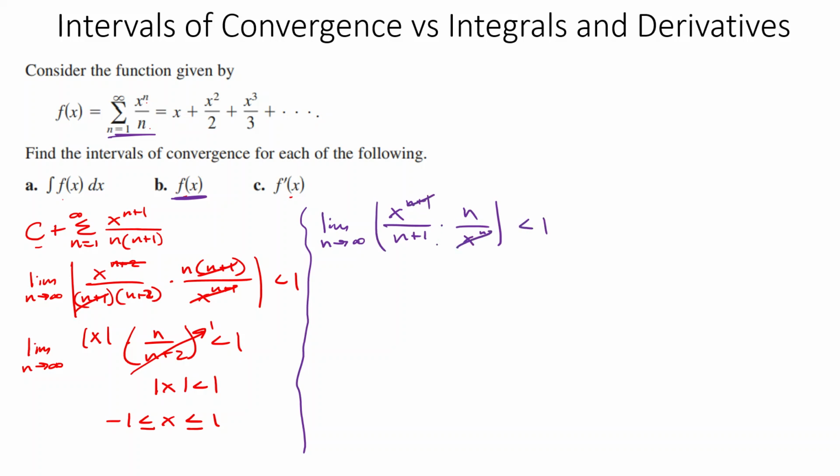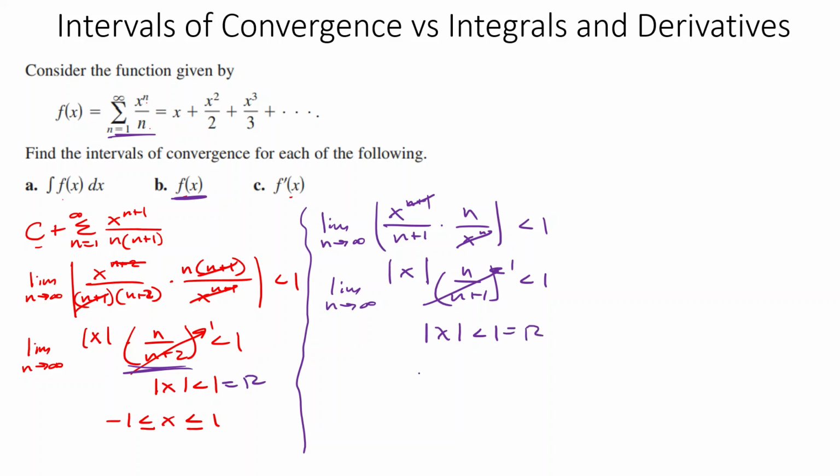We're going to have an x on top and n plus 1 on the bottom. The x is still an absolute value. We are taking the limit as n goes to infinity, which is almost exactly the same thing as we had here. This goes to 1. So we get the absolute value of x is less than 1 again. So again, that was our radius 1. Our center was still 0. So we're going from -1 to 1 yet again.